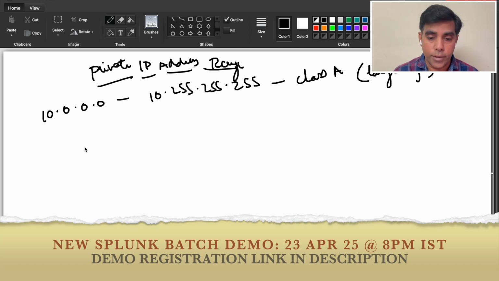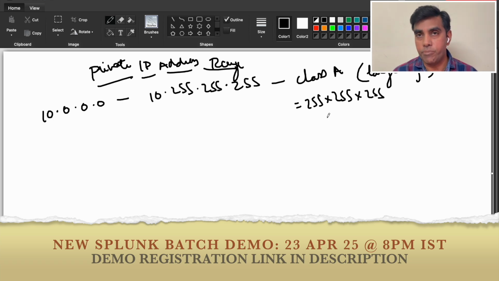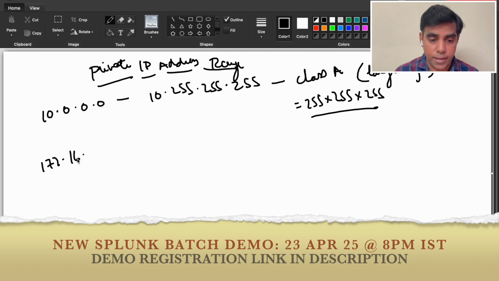That means they can accommodate 255 into 255 into 255 computers maximum. You can always calculate the number. That is what will be happening whenever you use a Class A network. It starts with 10. This is the private IP address range, right? And similarly, 172.16.0.0 to 172.31.255.255.